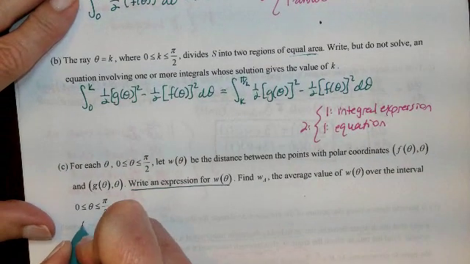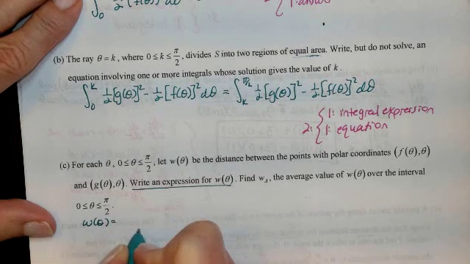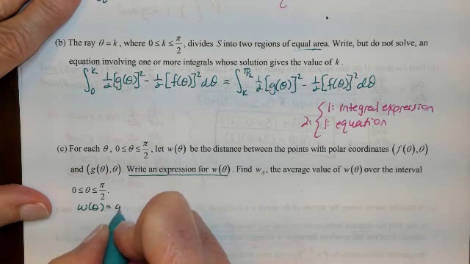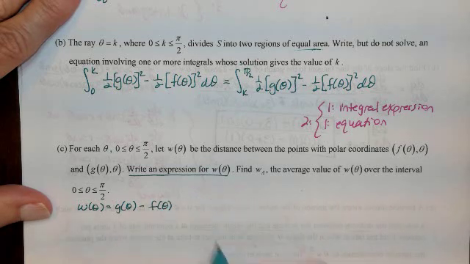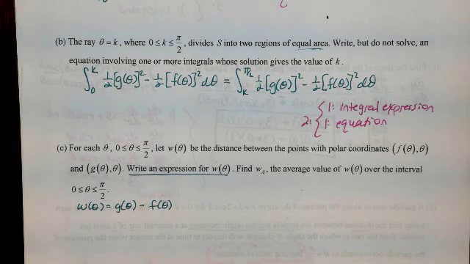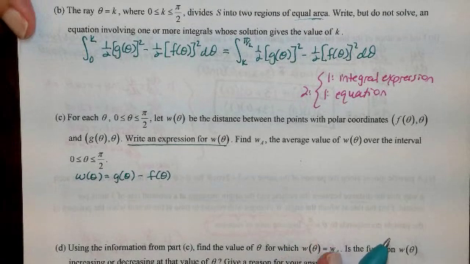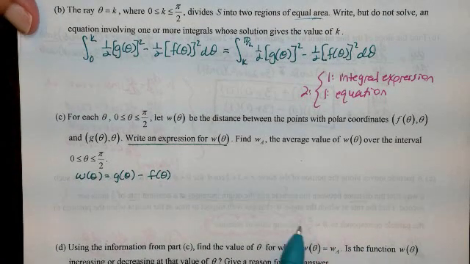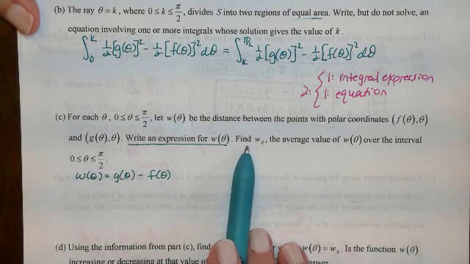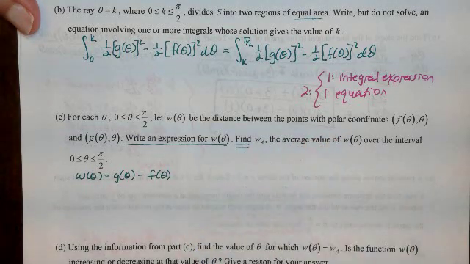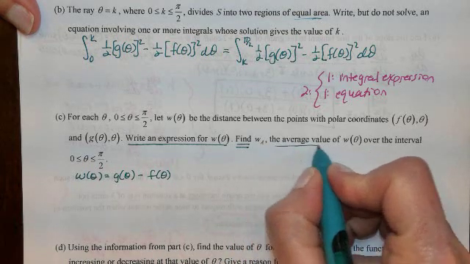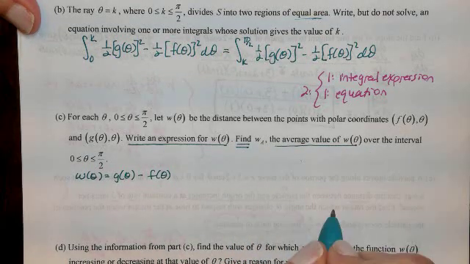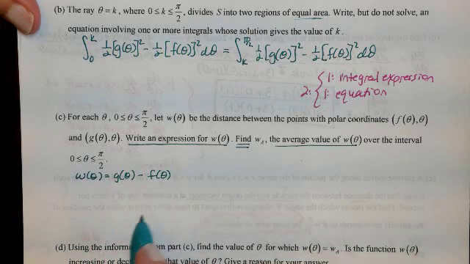So w of theta is equal to the outer curve, which is g of theta, minus the inner curve, which is f of theta. And I could write what each of those is, but I don't have to because they very nicely named them g and f for me. Now I want to find, not just write the expression, but actually find w sub a, which is the average value of w over the interval from theta 0 to theta pi over 2.